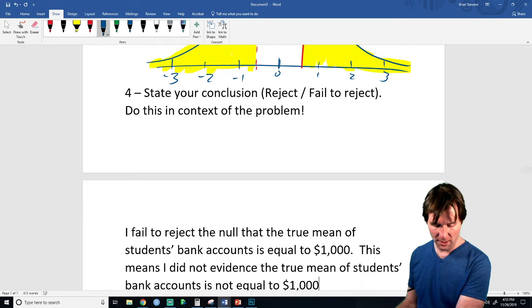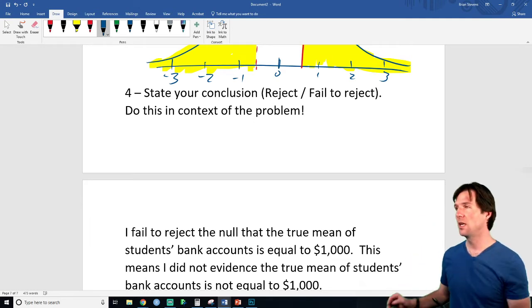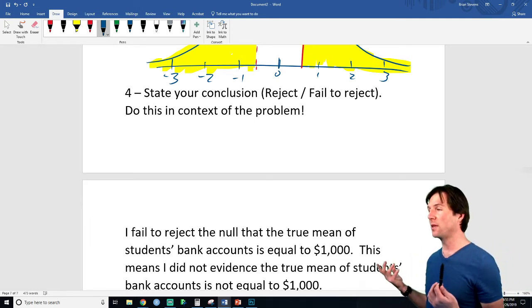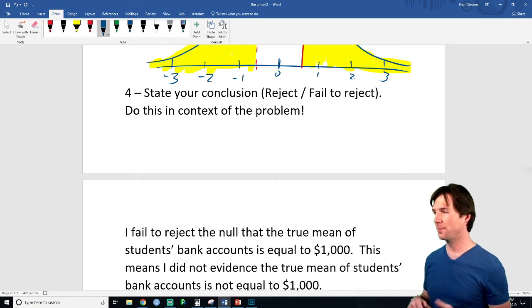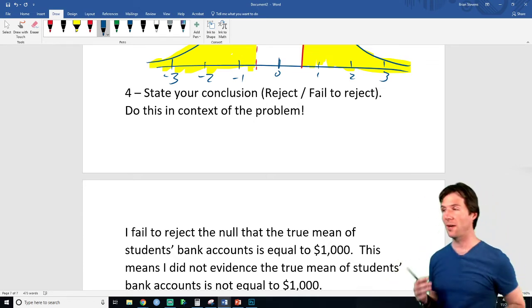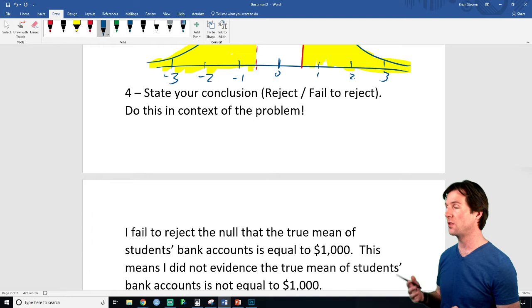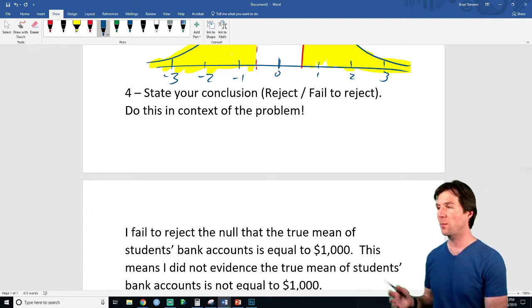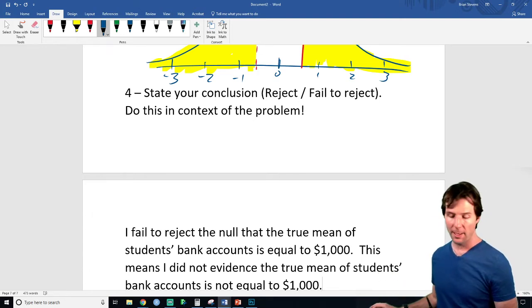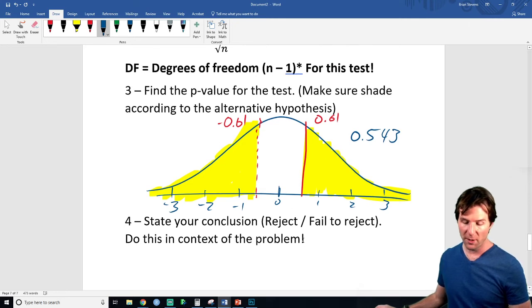What does this actually mean? Like, what are we stats people saying with this? It just means it's believable that the true mean is $1,000. And that's not an individual student having $1,000. It's like on average, students have $1,000. Apparently, due to this fake problem right here, it's a believable claim because we did not land far enough away.